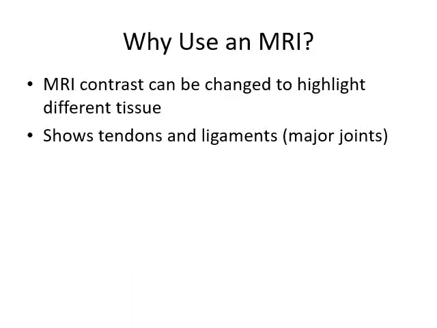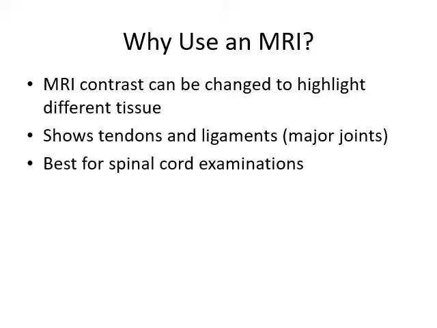You can see tendons and ligaments in the major joints a lot clearer than you can in the CAT scan. So even though you can change your types of windows in a CAT scan, an MRI does a much better job at showing a lot of the soft tissue. So things like tendons and ligaments.